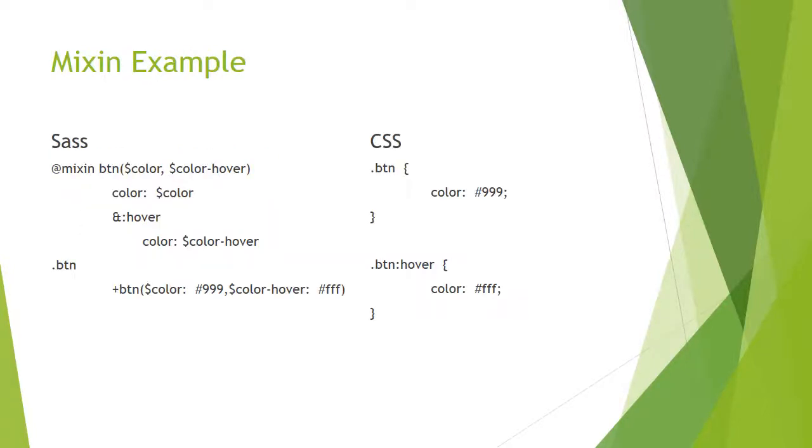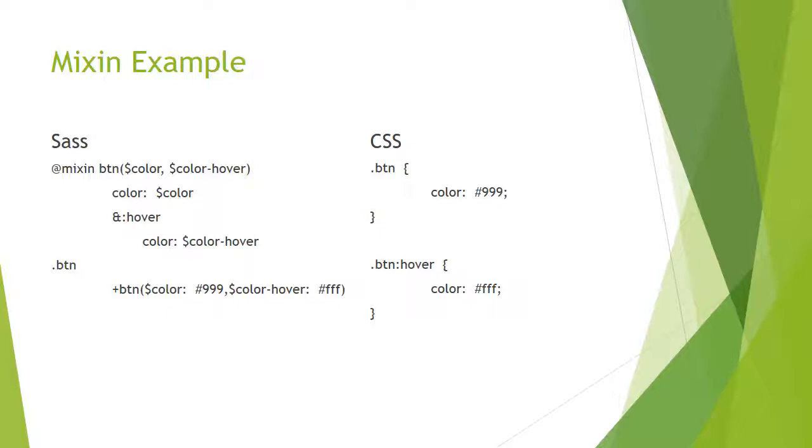Here we have a button call, a mix-in button. We have a color declaration argument and then a color hover argument. So we're setting the color to color hover, whatever that color is. And then whenever the button is hovered over, it sets that color to the color hover, whatever that is. All right, so then we have the class of button called, and then within that we have the actual color set.